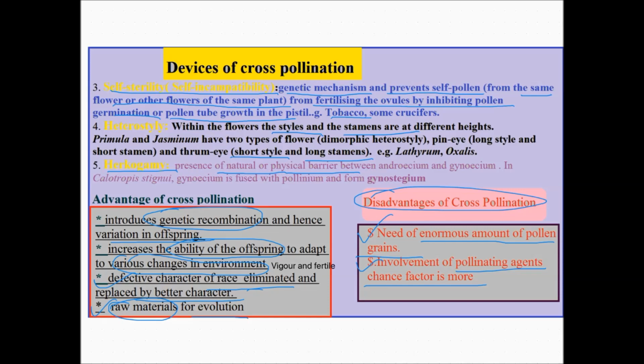And there are the advantages of cross pollination as it introduces genetic recombination, it increases vigor and fertility in the offsprings, and defective characters of the race get eliminated and better characters replace them, and it is the raw material for evolution. A disadvantage is that it requires a lot of pollen grains, and pollinating agents are also very much needed to carry out the pollination process.